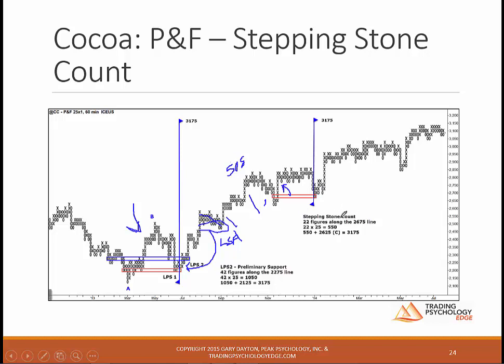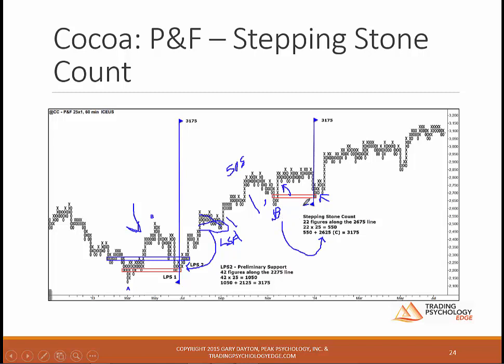So we create a stepping stone count here. We get 22 figures along the 2675 line. And so we would add that not to here, because we have a low down here. Let's call this B. This B is 2625. That's where we add it to.